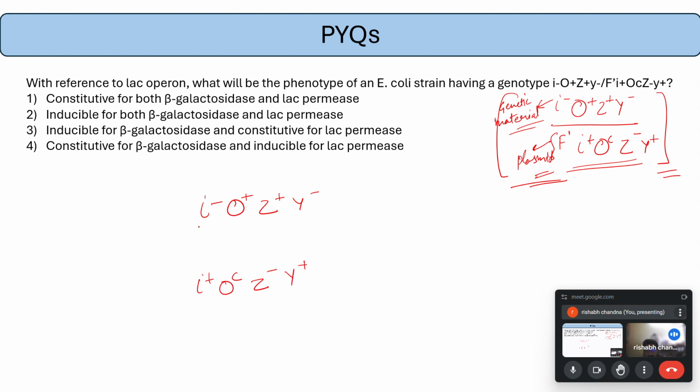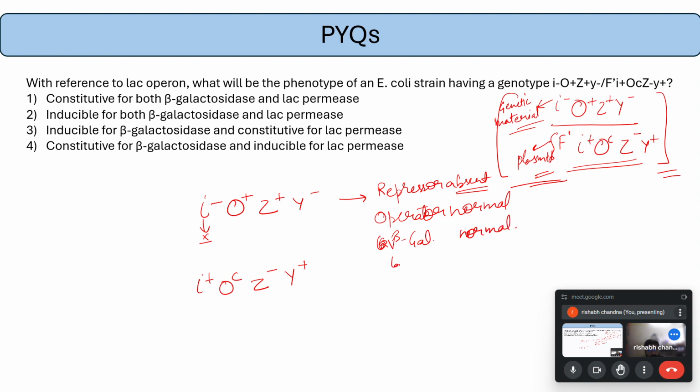So from the chromosomal part, the repressor will not be produced. In this case, the repressor is absent, so the repressor gene is mutated. The operator is normal, so it can bind to the repressor, and then we have beta galactosidase normal, and lac permease absent. Now we'll see the genotype of the plasmid part.